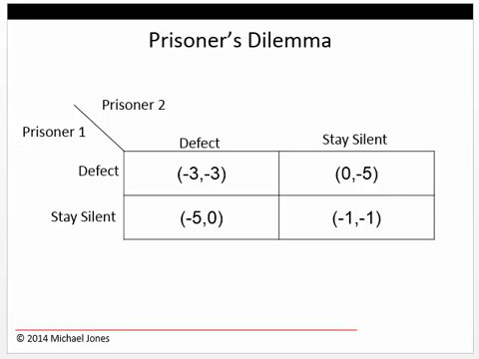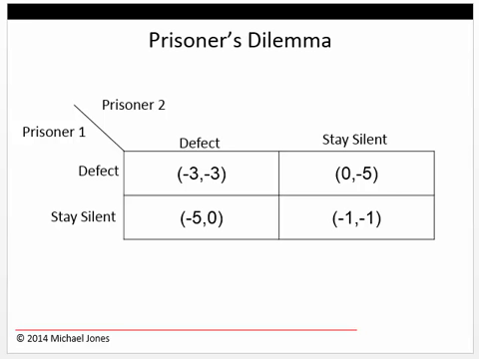Now, if one of the prisoners stays silent while the other defects, then the prisoner who stays silent goes to jail for 5 years, while the one who defects and rats him out gets to walk away. He doesn't go to jail for any time. And each prisoner has the identical options. Either one can defect and rat him out or stay silent. But they only get to make the choice once. There's one shot to make a decision of whether or not you want to defect or stay silent.